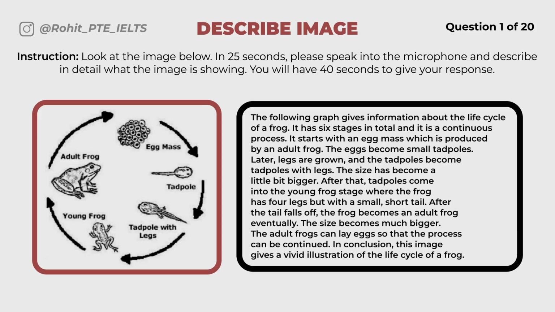The size becomes much bigger. The adult frogs can lay eggs so that the process can be continued. In conclusion, this image gives a vivid illustration of the life cycle of a frog.